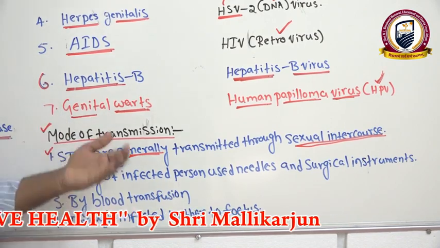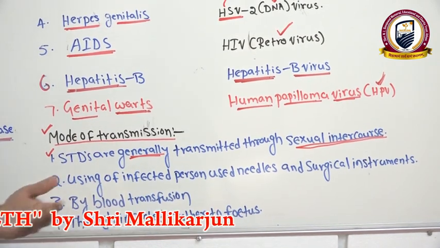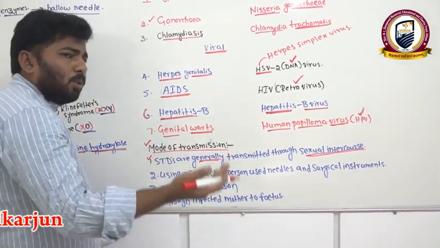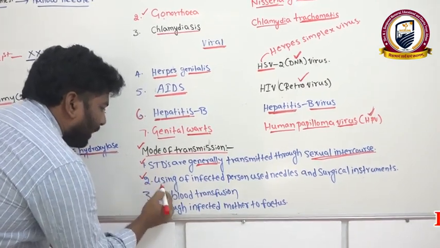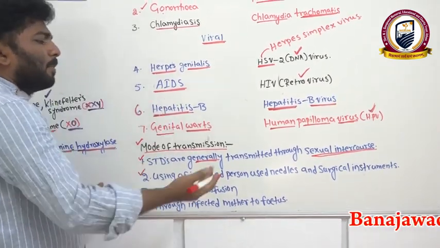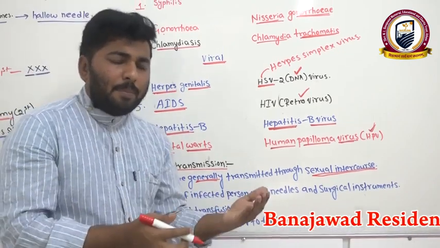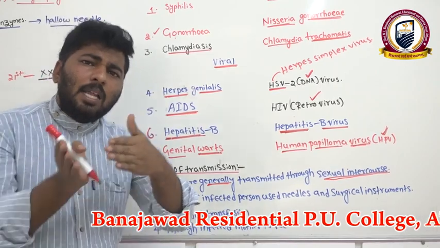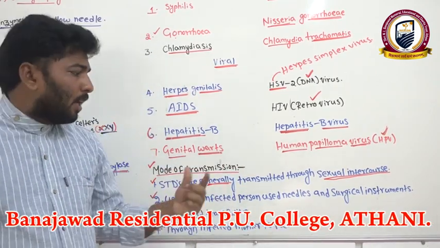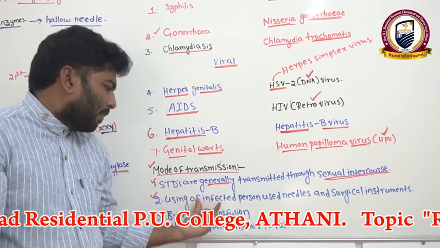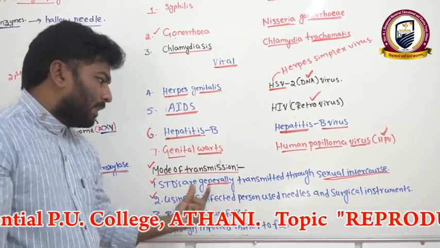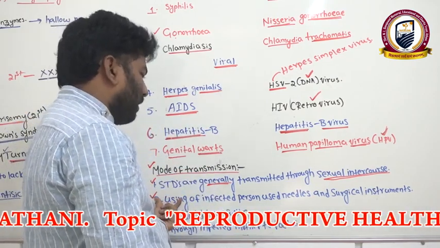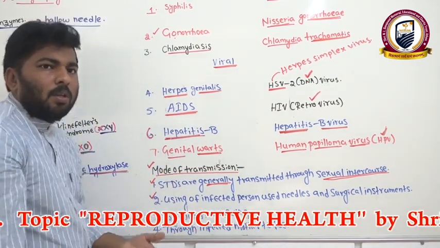But in some cases, some other ways also it may transfer from one person to another person. What are those other ways? Another one is using infected persons' used needles. For example, if one syringe is used by an infected person and the same syringe is used by another normal person, that person also may get the chance of getting these sexually transmitted diseases, the diseases which are given in the list.